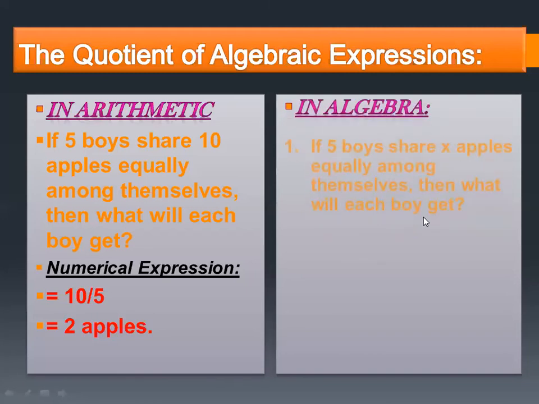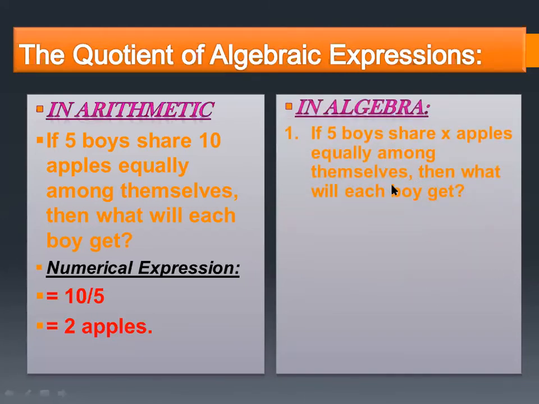Similarly, in algebra, if 5 boys share x apples, the boys are 5 and they are sharing x apples. So the shared amount is x apples, and the number of boys is 5. So what will each boy get?